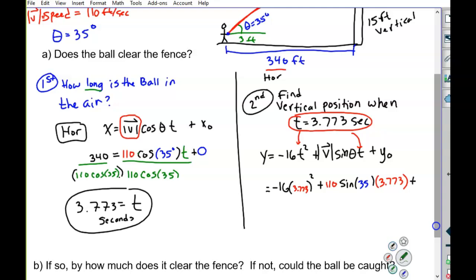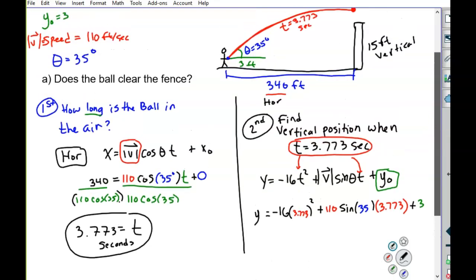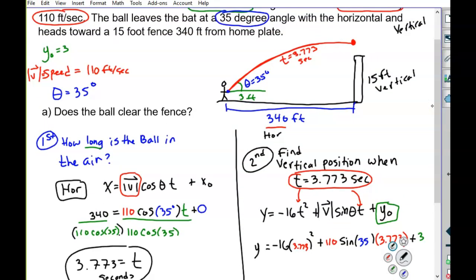And then we have y of 0. Remember what y of 0 is? That's your initial height. So when the ball hit the bat, we had an initial height of 3 feet off the ground. So look, we know everything here. My answer is how high the ball is at the time 3.77 seconds. And we're going to find out, is this height higher than 15 or is it lower than 15?